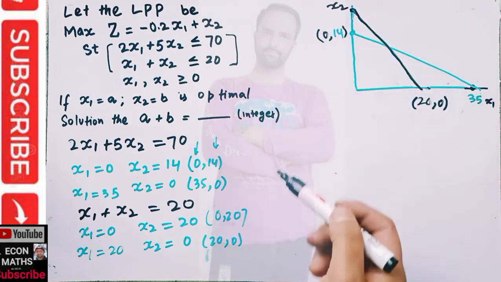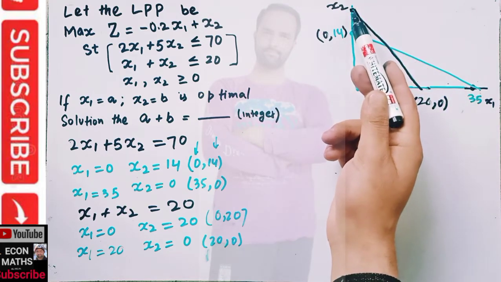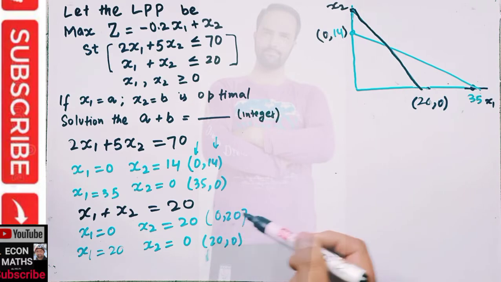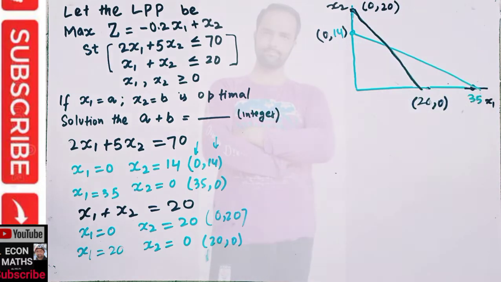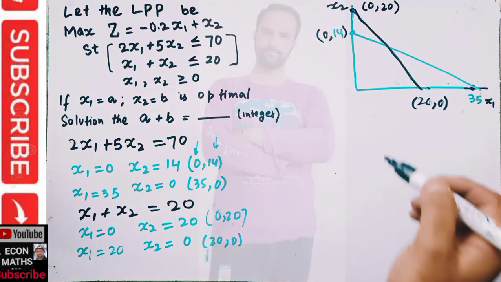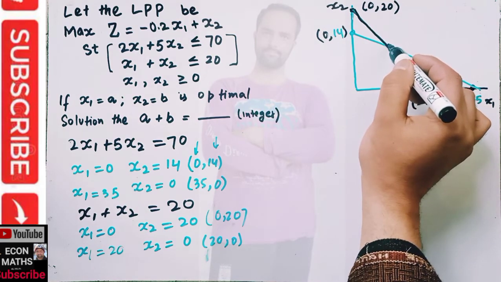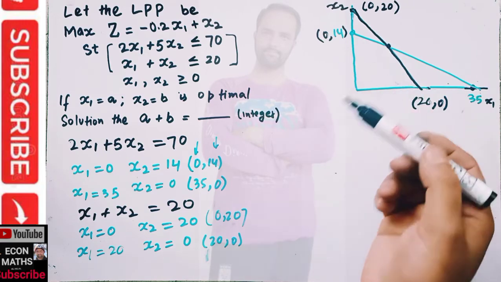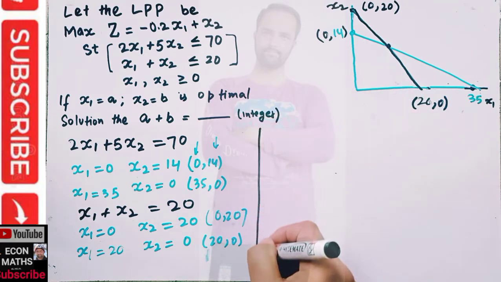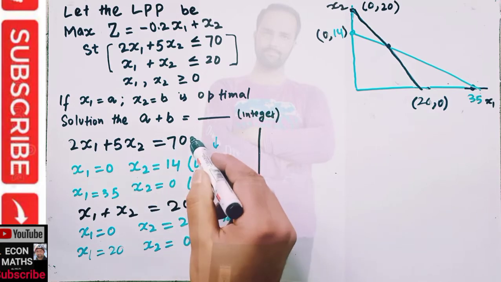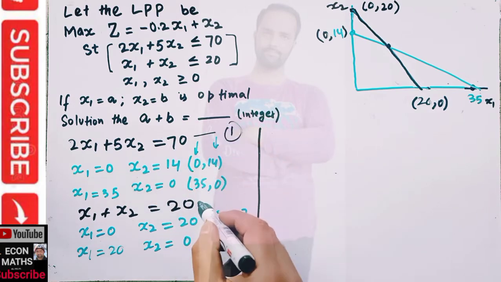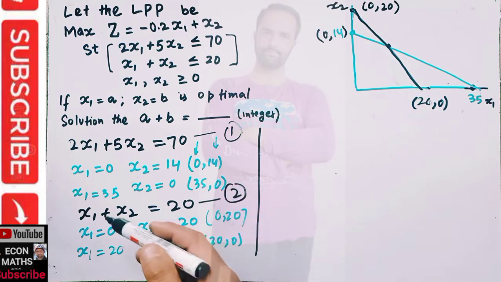So the coordinate of this point is 0, 20. So I will write here 0, 20. Okay, now let's try to find out the coordinate of this point, where these two lines intersect. For that, we simply take these two equations. Let us say this is equation first, equation second, and solve them for x1 and x2.